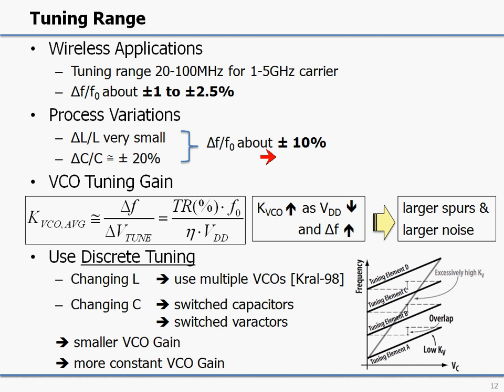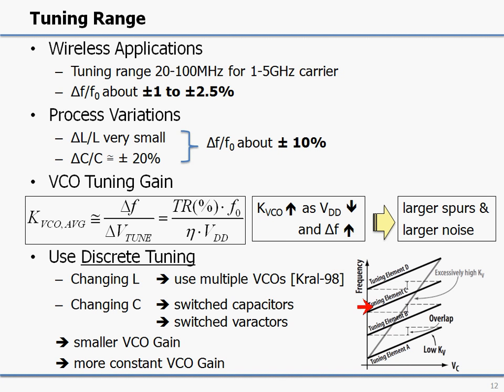Now, given this requirement, we can take a look at what the average tuning gain is that we will need from the VCO, and its dependence on the available voltage range as well as the center frequency. And we see that the VCO gain tends to go up as our VDD is coming down in nanometer processes. This is not a good thing because this will lead to larger spurs, reference spurs, and can also lead to more noise in the VCO.